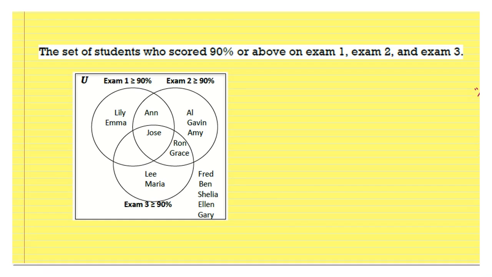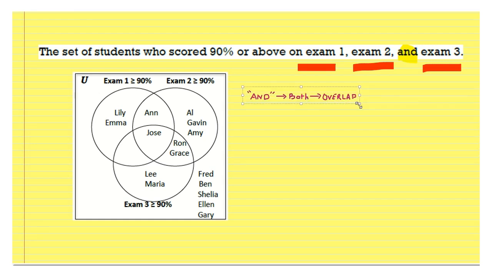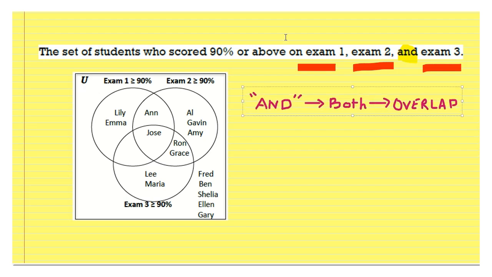I think this is the last one that we're going to talk about today. The set of students who scored 90% or above on exam 1, exam 2, and exam 3. So the key word again is the word and. We've got to remember, what does the word and mean? And means both or overlap.